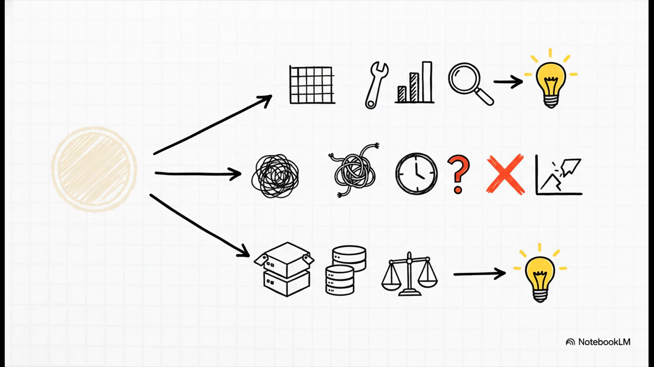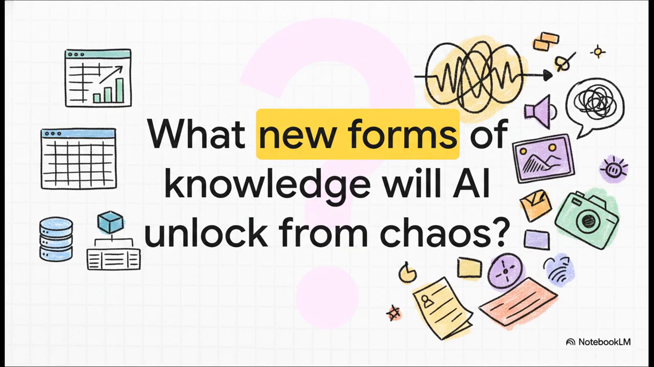Choosing the right path from the very beginning is the difference between finding a brilliant insight and ending up with totally flawed conclusions. And that really leaves us with a huge, exciting question to think about. For decades, we've been the masters of structured data. But the next great frontier is in that 75%, that messy, unstructured world of text and images and audio. As AI gets better and better at understanding all this chaos, what incredible new forms of knowledge are just waiting to be unlocked?